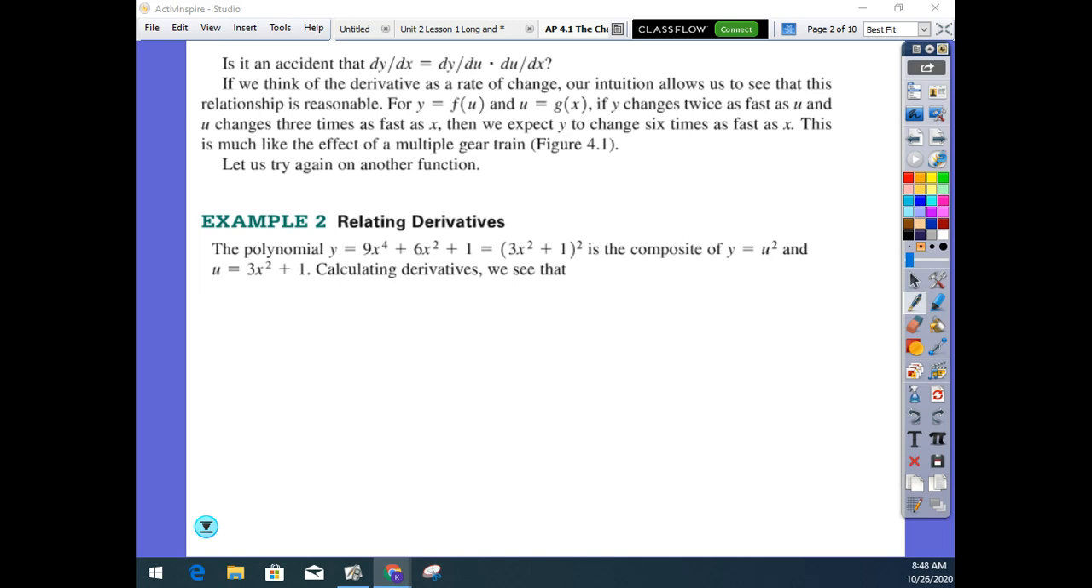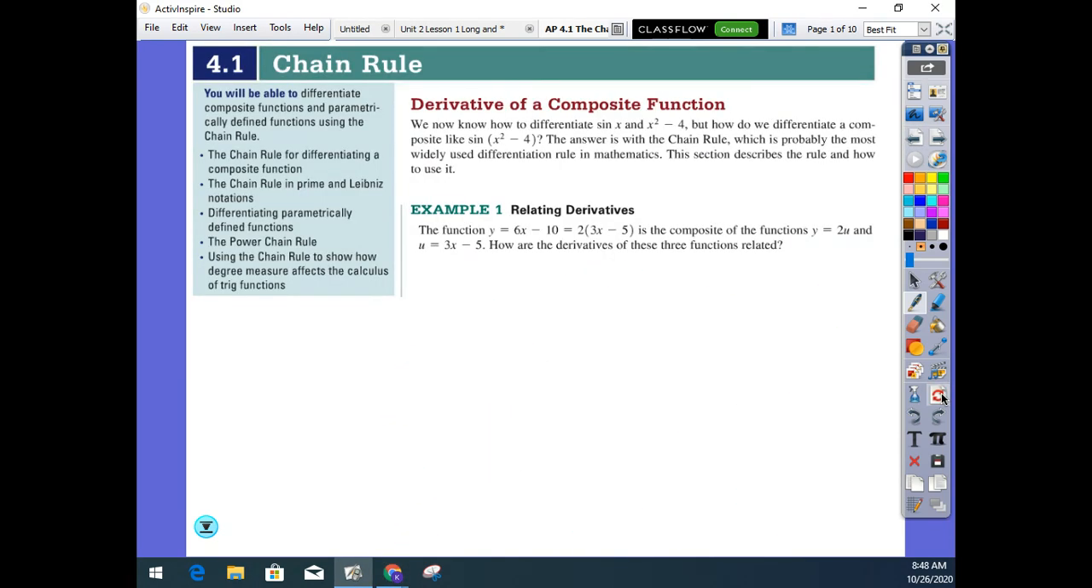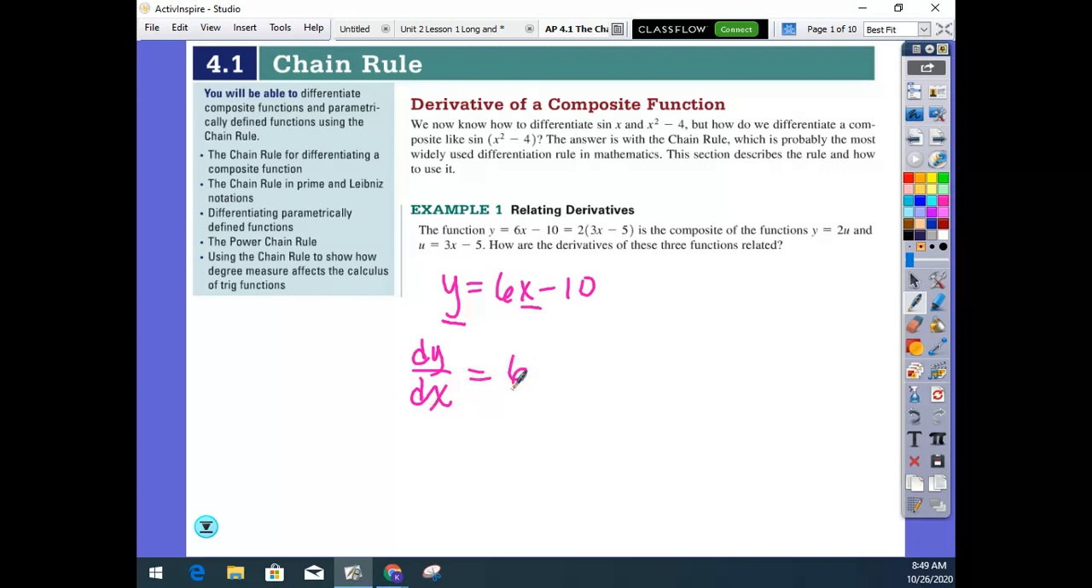So the chain rule is actually one of the more significant sections. This concept is really important. All right, so let's consider y equals 6x minus 10. In understanding the chain rule, I don't want you to use the prime notation. I want you to think of it in terms of your dy dx. So if this side is y and this side is x, the derivative is dy dx, and it equals 6.